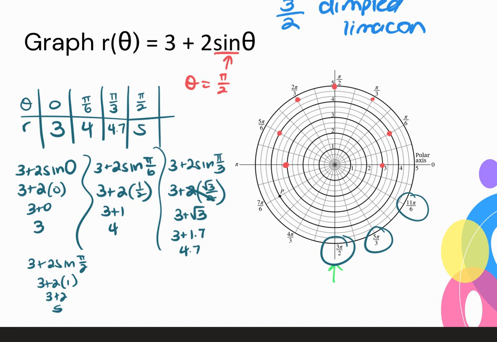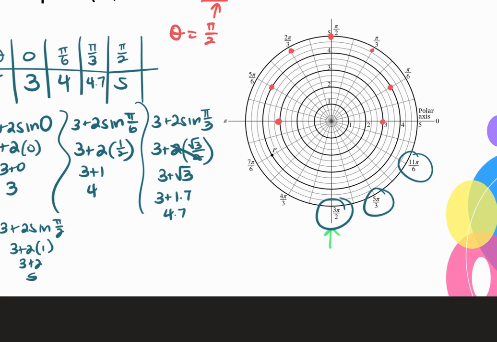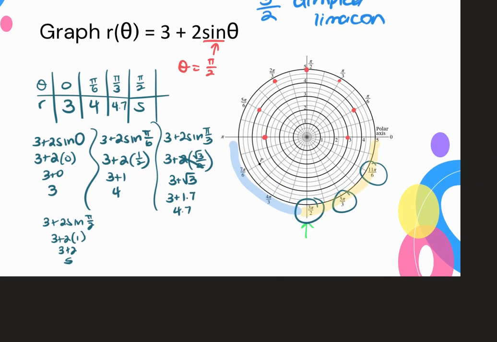Have we gotten a dimpled side yet? No, which tells you that the dimple has to happen in the bottom. Does that make sense? This is my rounded side, and I expect a dimple to happen in the bottom. So I'm going to continue. I'm going to plug in points, and you could plug in the points here, or you could plug in the points here, and either way you're going to reflect it. So I'm going to plug in 11 pi over 6, and I'm going to plug in 5 pi over 3, and I'm going to plug in 3 pi over 2.